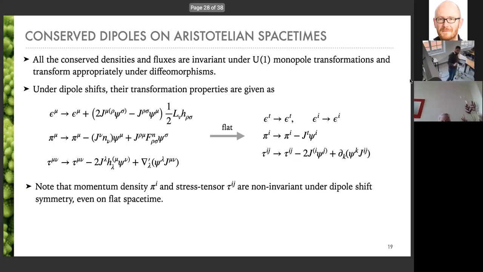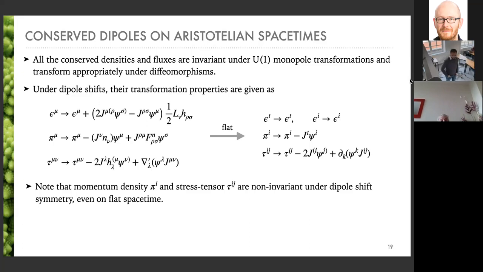And this is a lot of notation, but at least you can look at this in flat space. In flat space, I'm just telling you that energy density and energy flux happen to be invariant, and it makes sense because energy is associated with time translations, which has nothing to do with dipole moment conservation. But momentum and stress are not dipole invariant. So for instance, if you apply a dipole shift, the momentum does not commute with the dipole shift, so the momentum density will correspondingly not be dipole invariant.